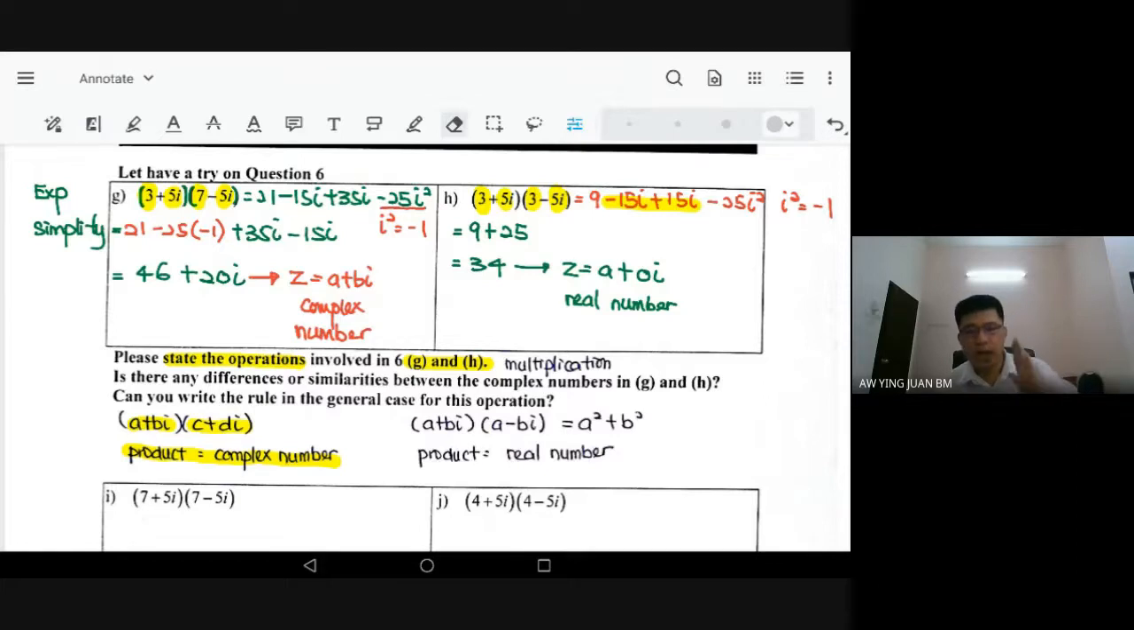Okay. Next, for the G. Done. We move on to H. For the H, saya nampak a plus bi, a minus bi. Nampak? 3 plus 5i, 3 minus 5i. Dia sama. Just that the sign is different. Then, saya nampak 3 squared. Then we have 5 squared. 3 squared. Or we can say a squared. b squared. Then, real number. Take note. Haraplah ya, you belajar sesuatu.